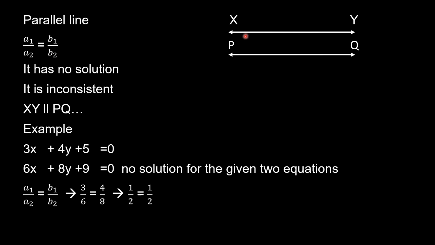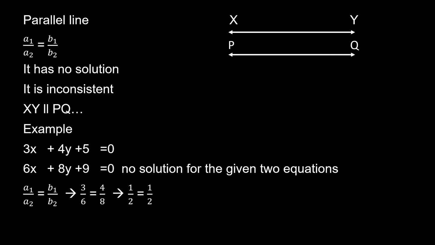When both the lines are parallel, see XY is parallel to PQ, then there will be no solution. If there is no solution, then the lines are inconsistent. Example, if you take 3x plus 4y plus 5 equal to 0, 6x plus 8y plus 9 equal to 0, a1 by a2 means 3 by 6 equal to 4 by 8. 3 by 6 if you cancel you will get 1 by 2, 4 by 8 if you cancel you will get 1 by 2. So 1 by 2 equal to 1 by 2, hence these two lines are parallel to each other. One line is parallel to the other line.